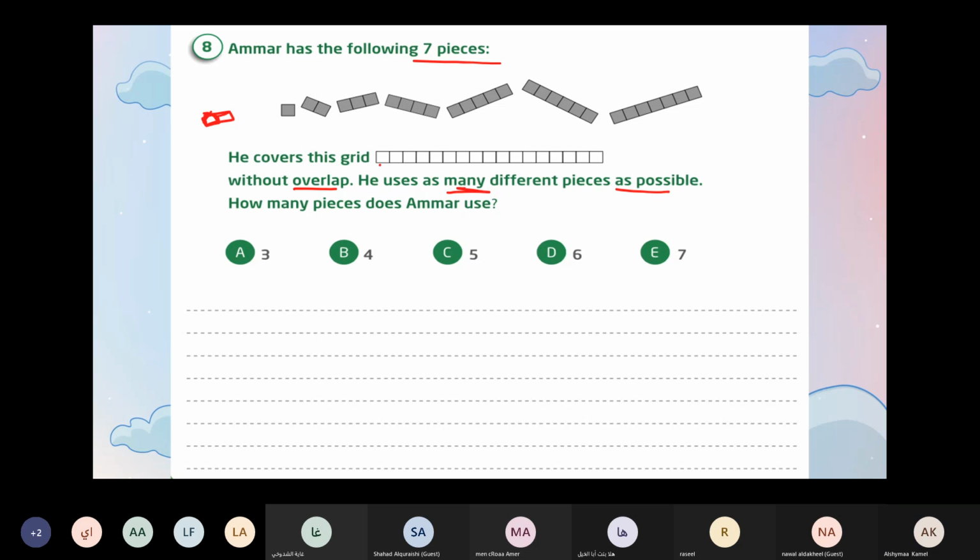This grid is divided into how many pieces? How many squares? This grid.